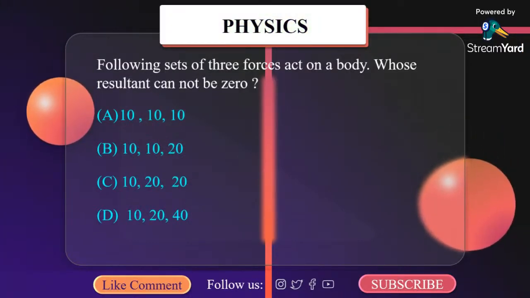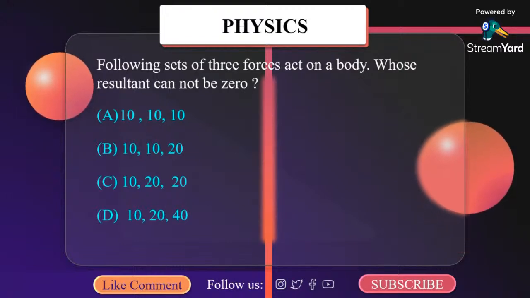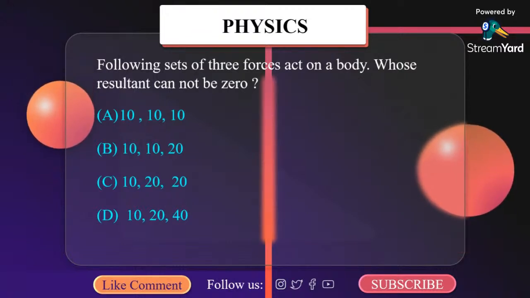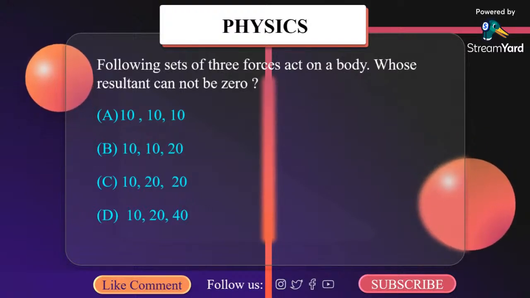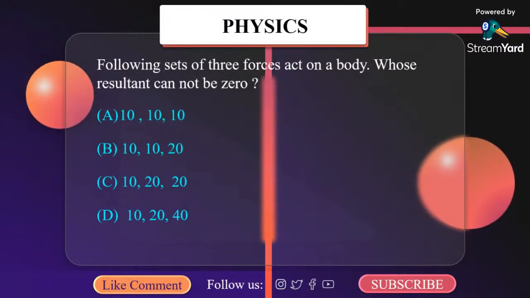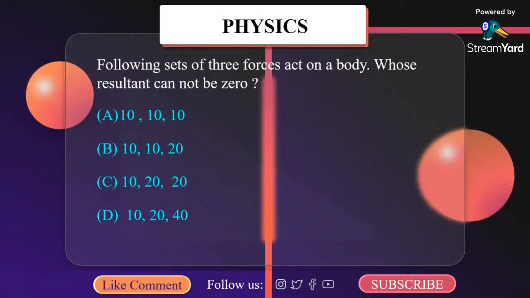Following set of three forces act on a body, whose resultant cannot be zero. A 10, 10, 10, B 10, 10, 20, C 10, 20, 20, D 10, 20, 40. So all the three are different. The resultant cannot be zero. So it is 10, 20, 40.